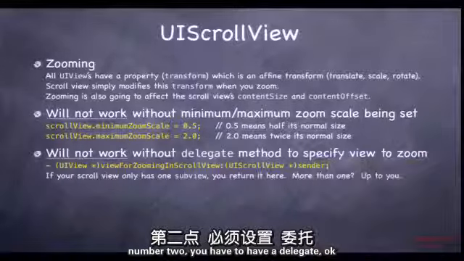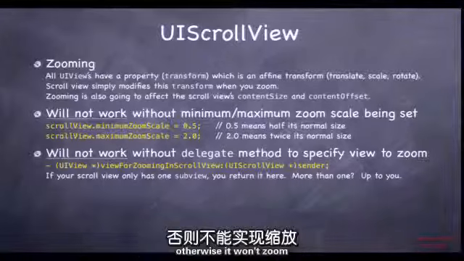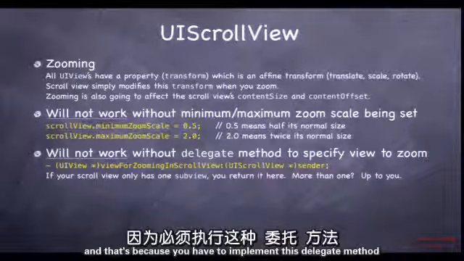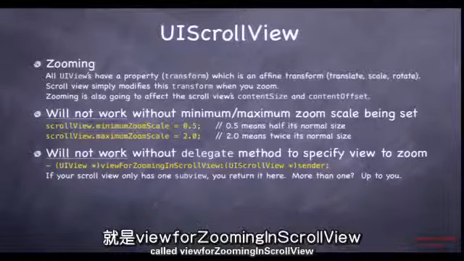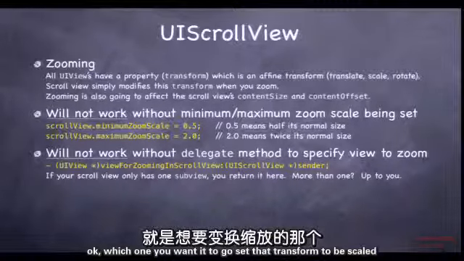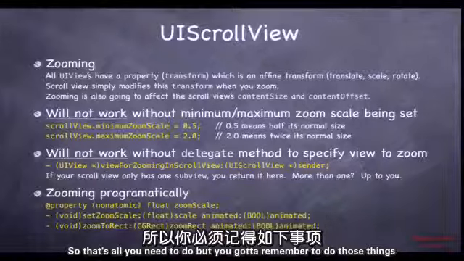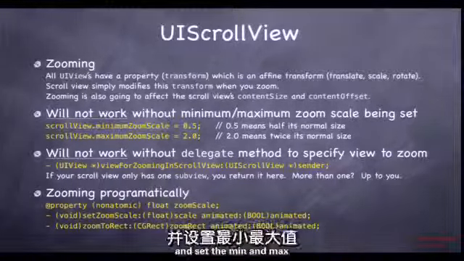Number 2, you have to have a delegate. You have to set the scroll view's delegate, otherwise it will not zoom. That's because you have to implement this delegate method called viewForZooming in scrollView. It returns which view in the scroll view's subview list you want to zoom, which one you want to set that transform to be scaled. Make sense? So that's all you need to do, but you've got to remember to do those things. Set the delegate, implement that method, and set the min and max.